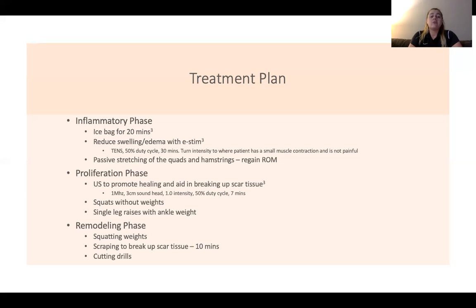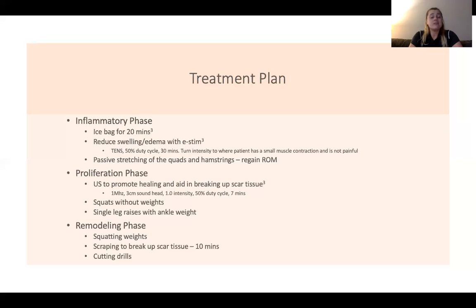During the proliferation phase of healing, I would choose to use ultrasound to promote healing and aid in breaking up any scar tissue that might have formed. I'm going to go ahead and use 1 megahertz here. We don't want to penetrate as deep just because that meniscus doesn't have a high chance of tearing again. And so we want to use 1 megahertz just to promote some healing in the area, get some blood flow in there, and help promote what healing has already taken place.